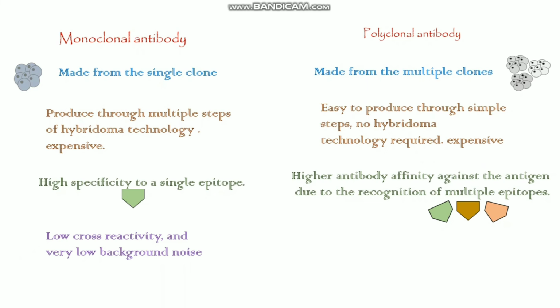I will show you the Western blot picture. And in the case of polyclonal antibody, there is high cross reactivity and very high background noise, because there are a lot of different clones against different epitopes. This is why higher background noise is very common in the case of polyclonal antibody.